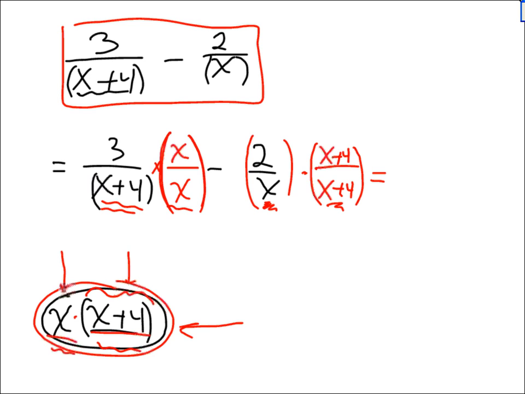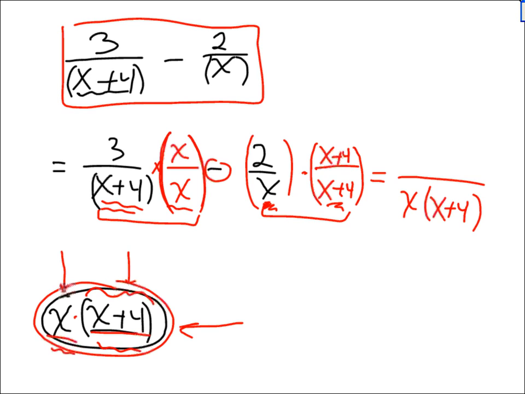Okay, so in subtraction, if the bottoms are the same, keep them. This bottom is x plus 4 times x, and this one is x times x plus 4. It's the same: x times x plus 4. The numerator is 3x take away, and you really need to put brackets, 2 times x plus 4. That is 2x plus 8.